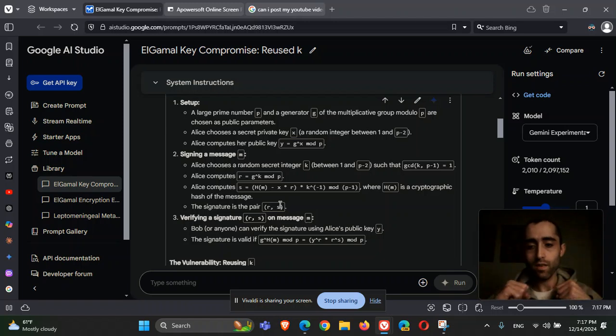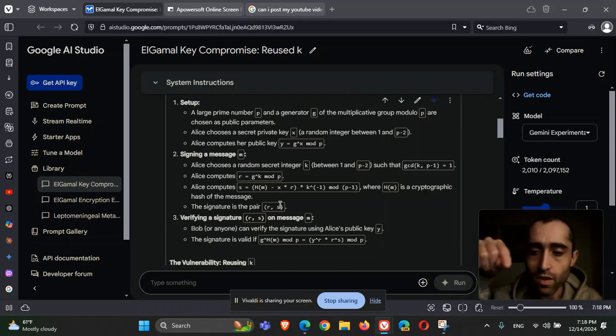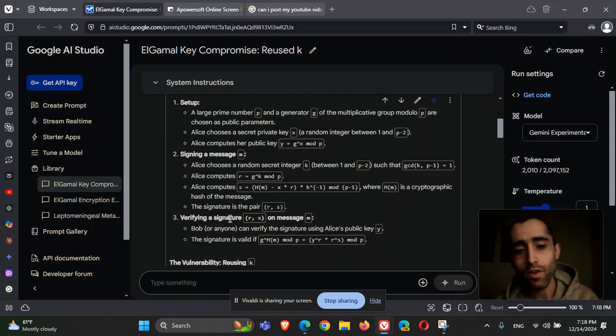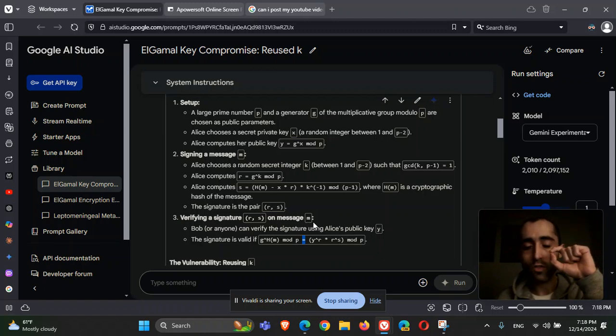Now someone will get the message, and R and S, and will ask himself, is this message M that I got authentic? To verify the signature, I get the message M and those two values, and I want to know if the message is authentic. What I do is calculate G to the power of the same hash of M mod P, and check if it equals Y to the power of R, times R to the power of S, mod P. If those two values are equal, the message is authentic.